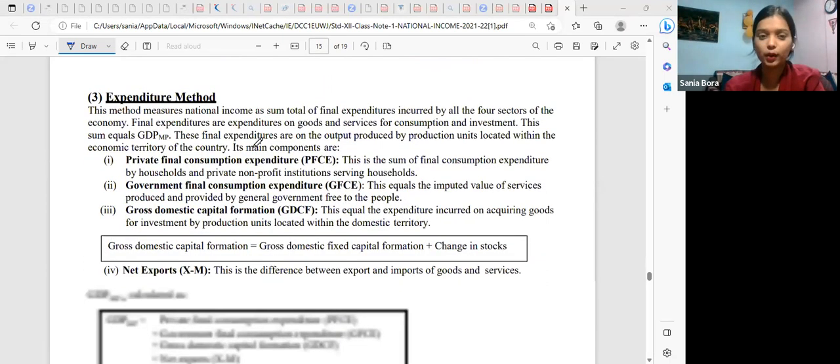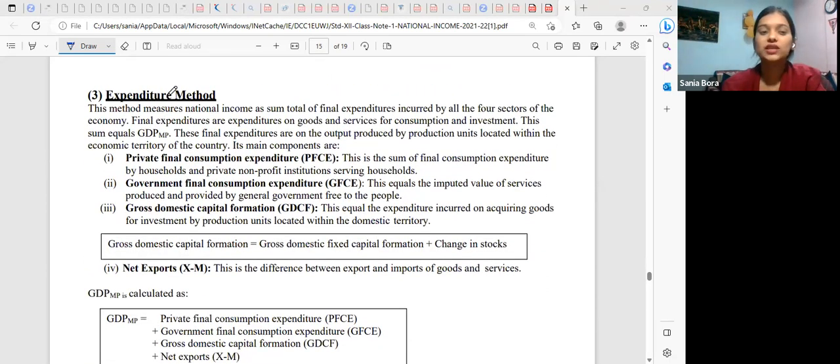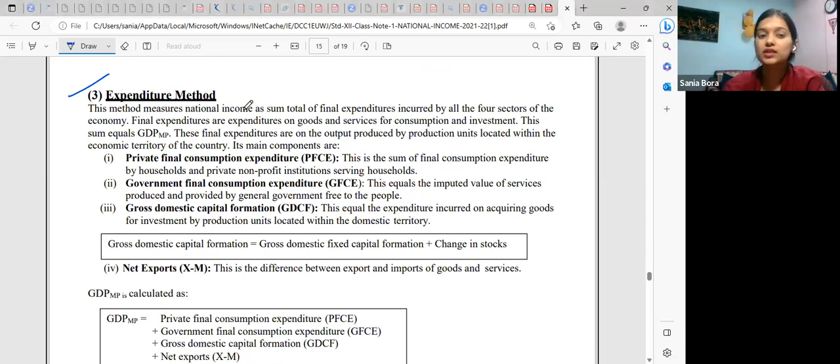Okay. Now coming to our next method, which is the expenditure method. So what is this method? Over here, it is whatever final expenditure you did on all the 4 sectors. So basically there are 4 sectors, right? One is private final consumption expenditure, which is the sum of final consumption expenditure by the households and the private non-profit institutions. Then government final consumption expenditure, which is GFCE. This is equal to the imputed value of services produced and provided by the general government for free.